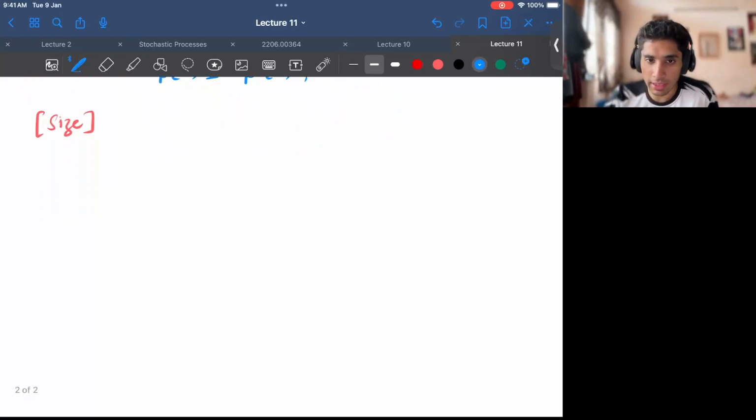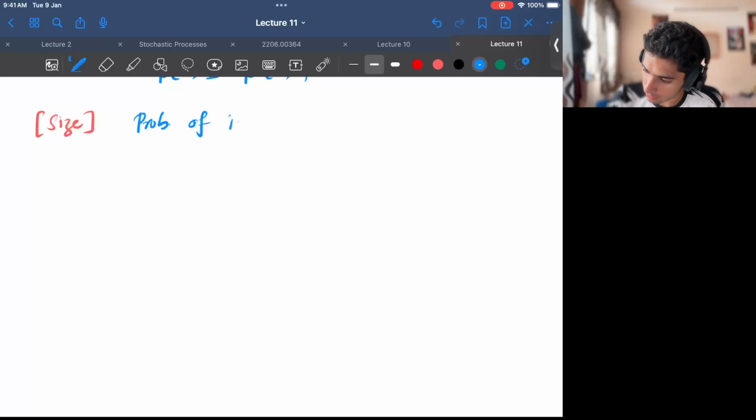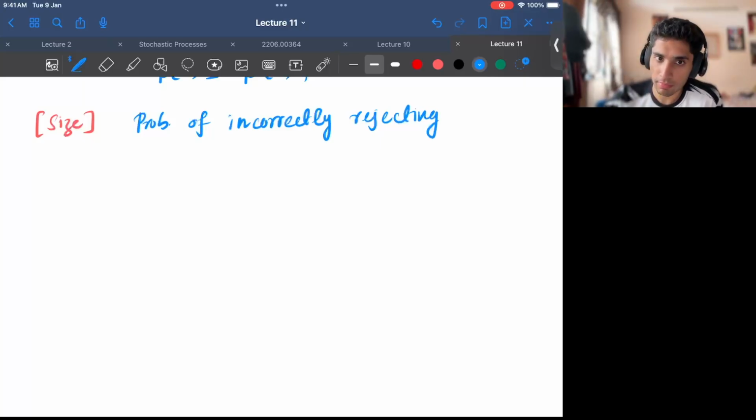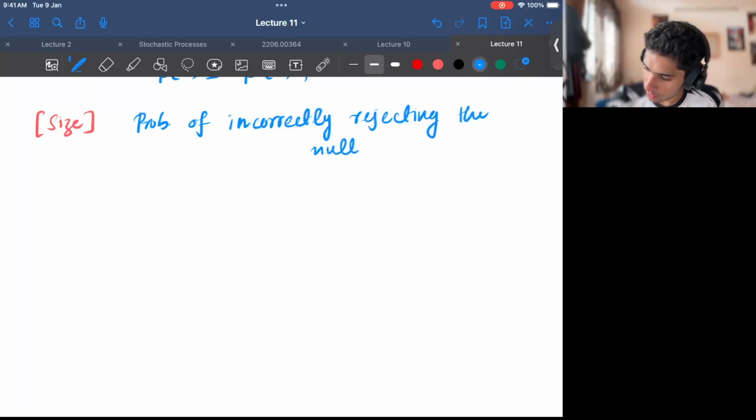And size is basically the probability of incorrectly rejecting the null hypothesis. So it's defined. How will you define it?